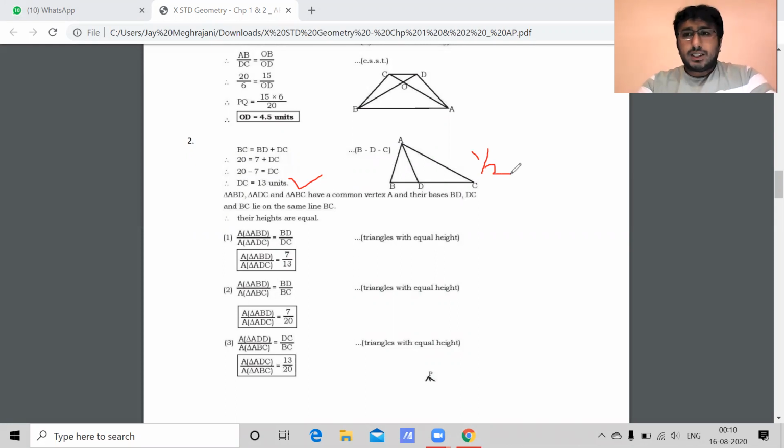Okay. Now students, there are three triangles ABD, ADC and ABC. All the three triangles have a common vertex and their bases lie on the same line. So all the three triangles will have equal heights. If their heights are equal, A1 upon A2 will be B1 upon B2. So area of triangle ABD upon area of triangle ADC will be 7 upon 13. You get half marks for this.